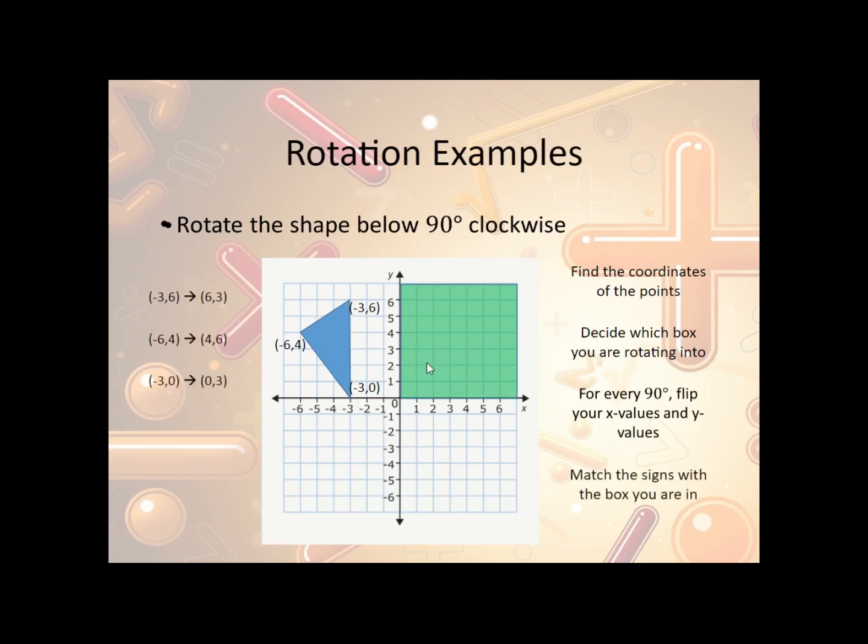Then we match the signs. Over here, we are positive and positive, so these stay exactly like that. We plot our points. Connect the dots, and now we have our triangle that's exactly the same.